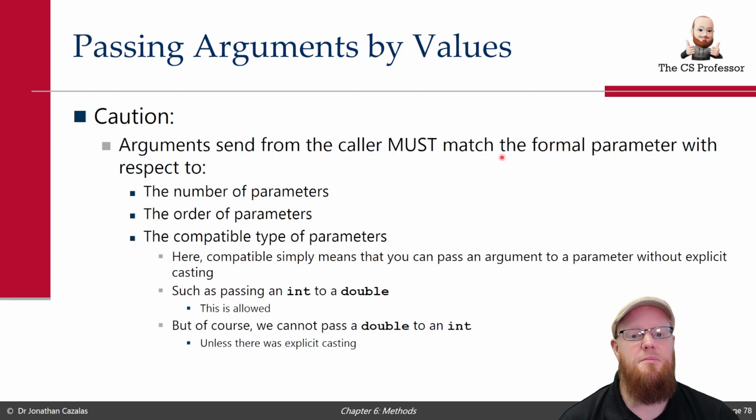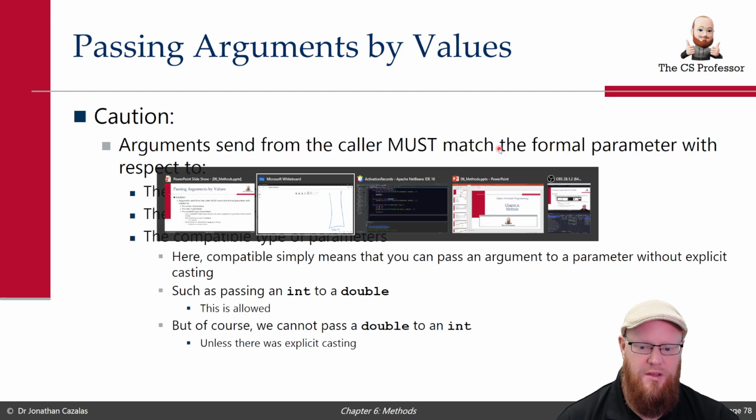So the arguments must match. The actual parameters must match the formal parameters with respect to the quantity, meaning the number of the parameters, the order of those parameters, and again, the compatibility of those parameters. Compatibility means that you can pass the argument to the parameter without causing an error and without having to do explicit casting. As an example, we can send an integer actual parameter to a double formal parameter, right? Because an integer can in fact be saved inside a double.